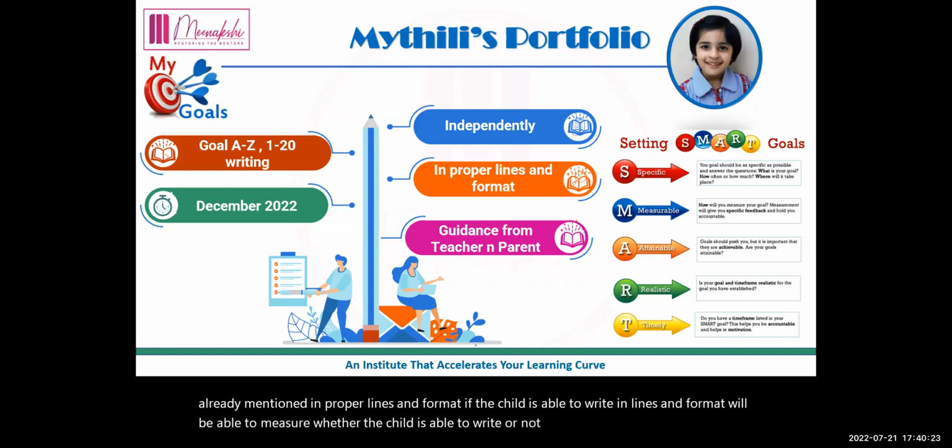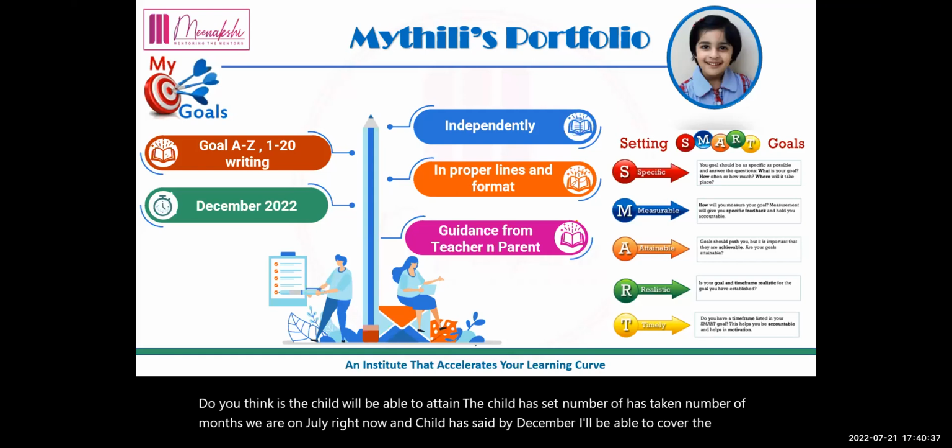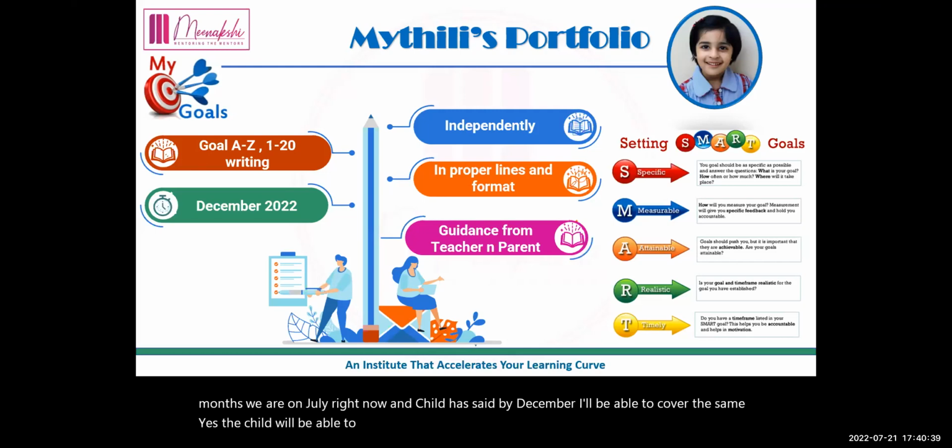Attainable, do you think the child will be able to attain it? The child has taken a number of months. We are in July right now, and the child has said by December they'll be able to cover the same. Yes, the child will be able to attain it. Realistic, yes, it is realistic. It is not something that cannot be achieved. Timely, time has already been mentioned. So all the things will be there. We have to teach our students also to write SMART goals. Now move on to the next slide.